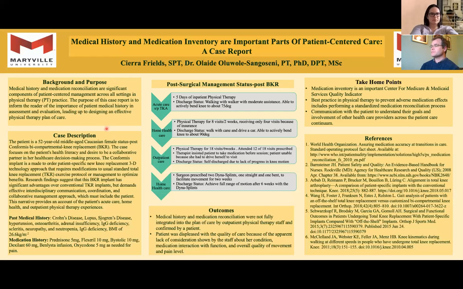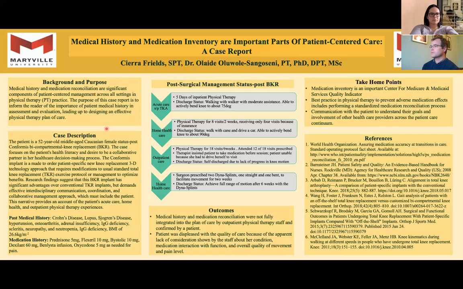The case description that we based the case study on is a 52-year-old middle-aged Caucasian female. She is status post conforming bicompartmental knee replacement. A conforming knee replacement is a specialized form of knee replacement where the implant is formatted to the patient's body, and not a standard knee replacement that comes with the most common form of knee surgeries. This conforming implant, again, is a made-to-specific knee replacement with a 3D technology approach.